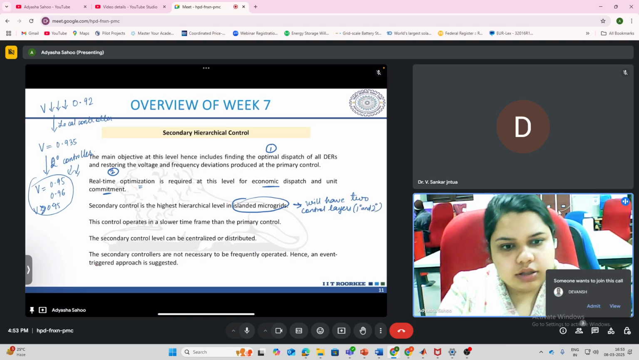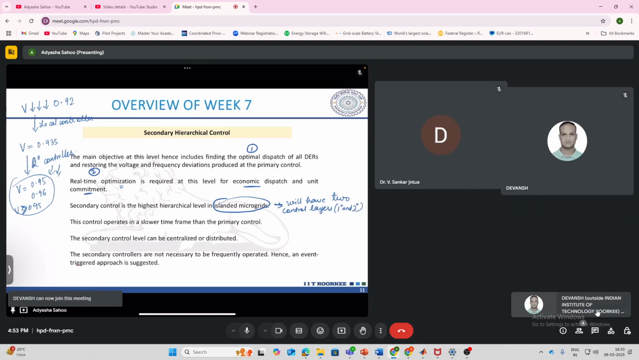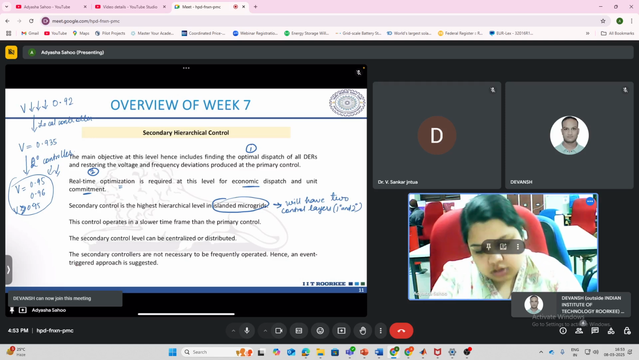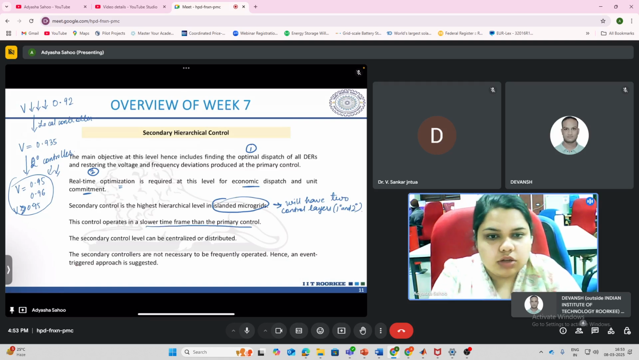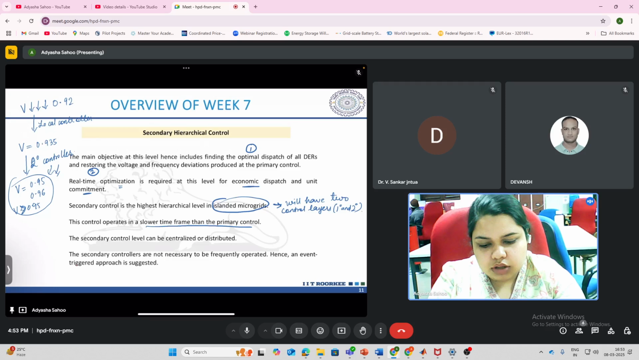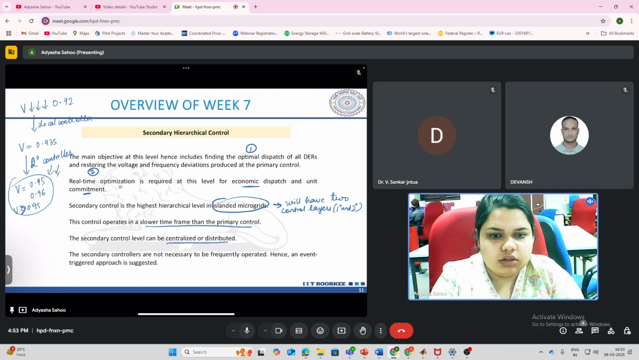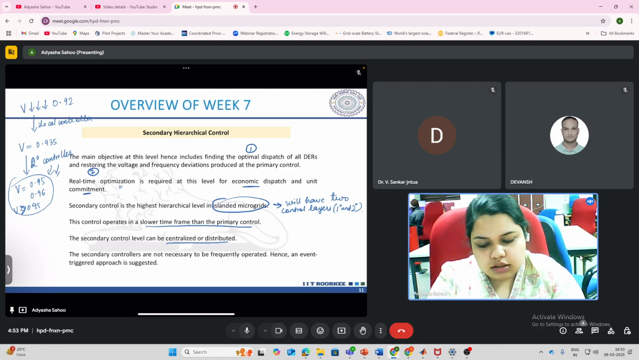So this control operates in a slower time frame than primary control, because obviously after the primary control layer, only then do we have the action of the secondary controller. Now the secondary control layer can be centralized or distributed. We'll see what the distributed methods are here and how the operation takes place. And lastly, the secondary controllers do not necessarily need to be operated frequently, hence our event-triggered approaches.